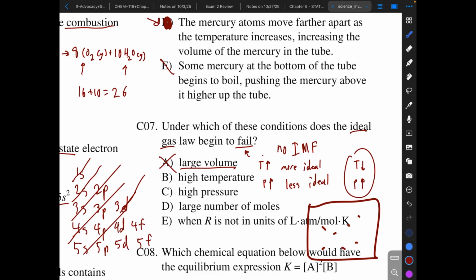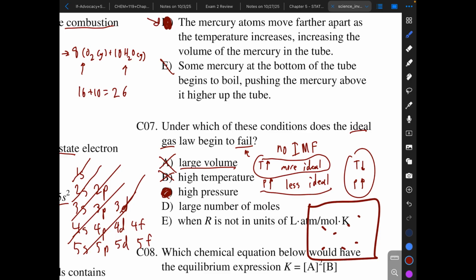High temperature. Again, as temperature goes up, the gas becomes more ideal. High pressure. As pressure goes up, it becomes less ideal. So the option is going to be number 7.